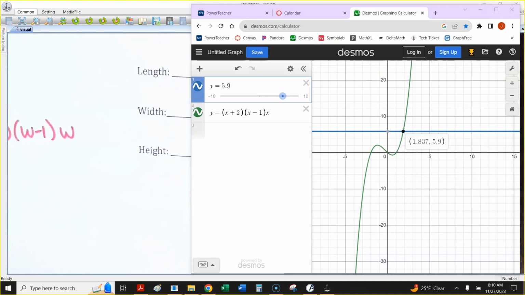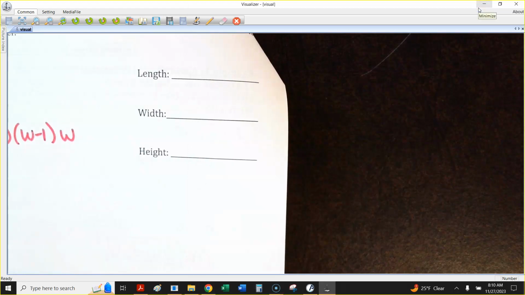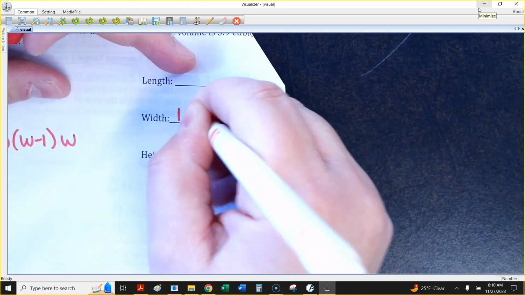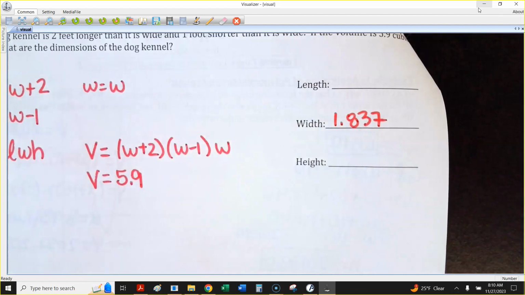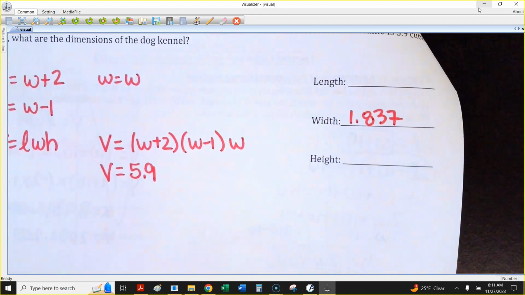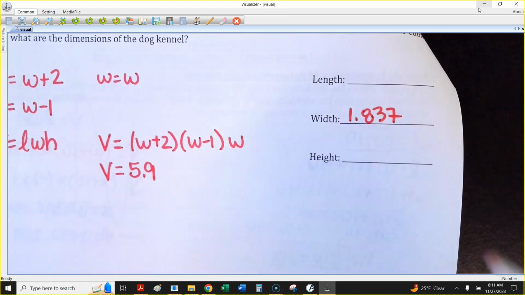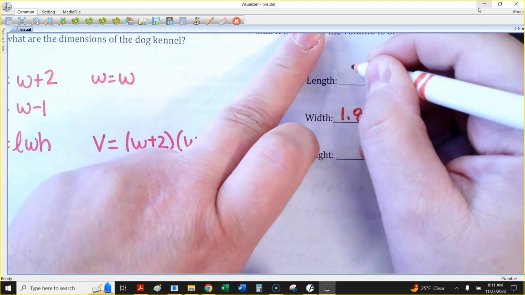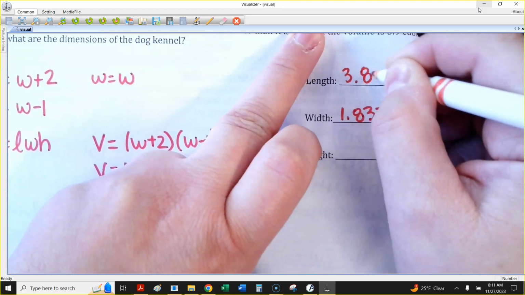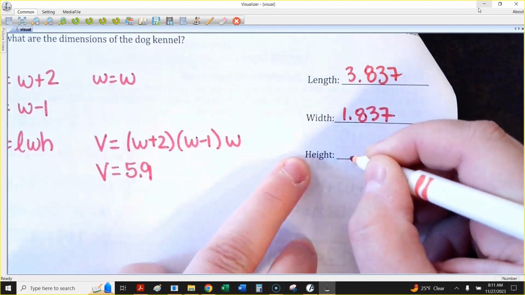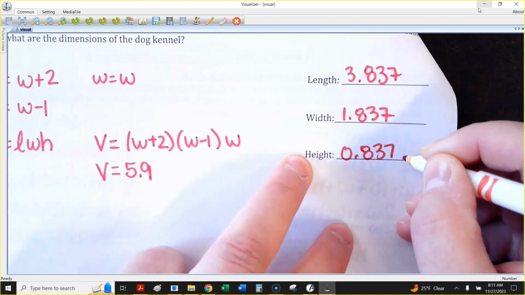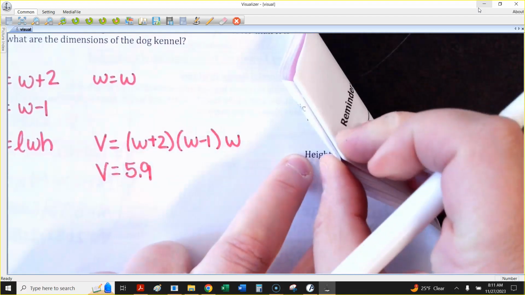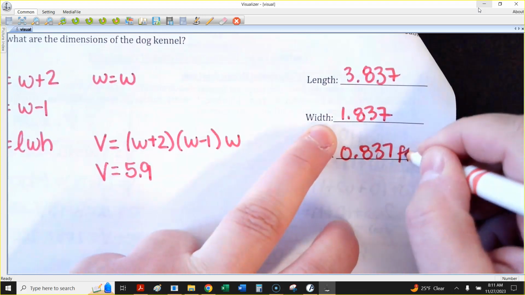I'm going to move this to the side here. The width should have been 1.837. I saw that on almost everybody's paper that I was just looking at. And then if you want to add 2 to that to get your length, that would be 3.837. And then your height, you're going to subtract 1 from that. So that would be 0.837. And these guys are all in cubic feet. So the dimensions would just be in feet.